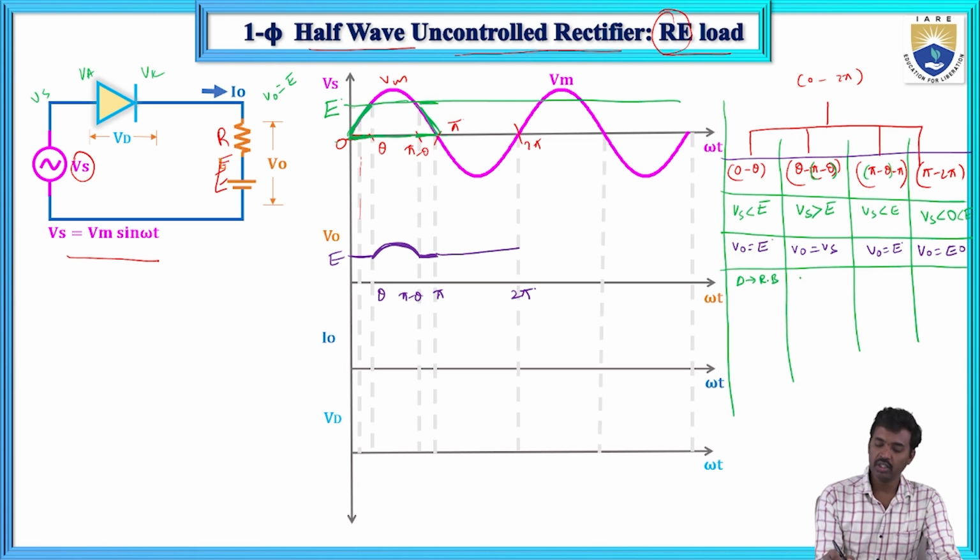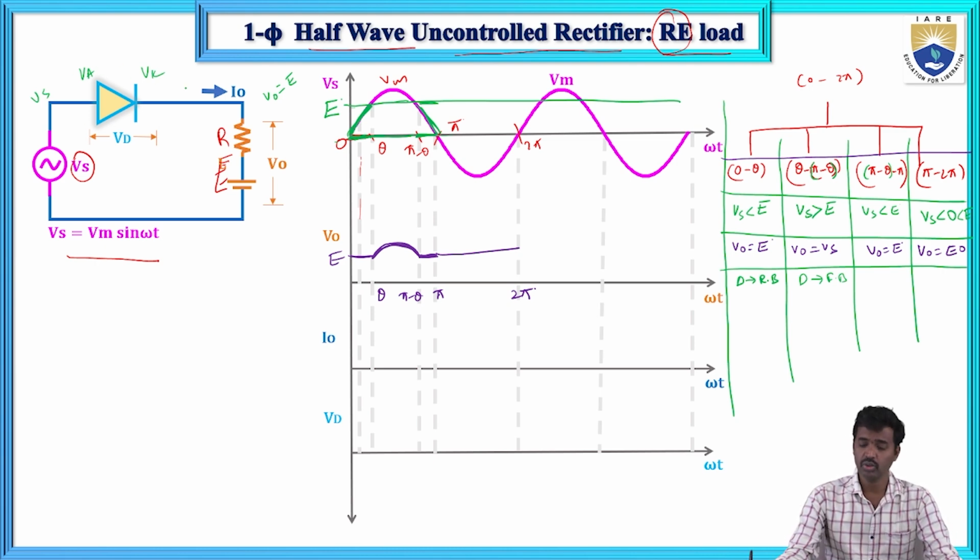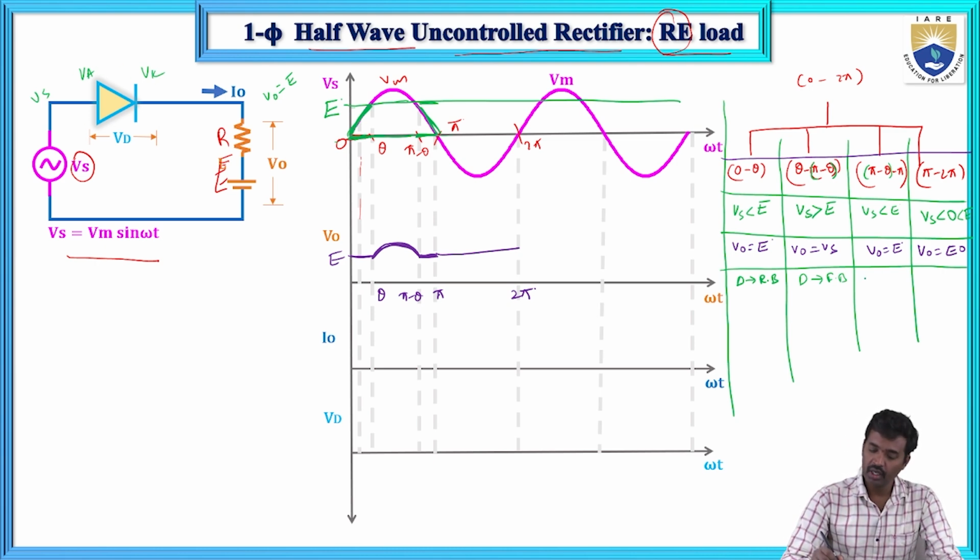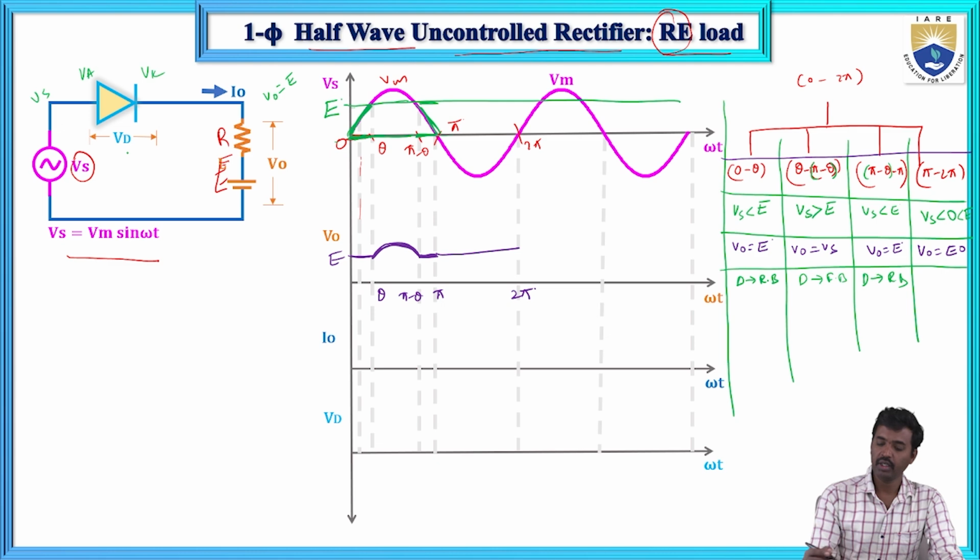But in this case the diode is in forward bias because Vs is greater than E. The anode voltage is greater than the cathode voltage. And now here the diode is in reverse bias, same as in pi minus theta to pi. And here the diode is in reverse bias.